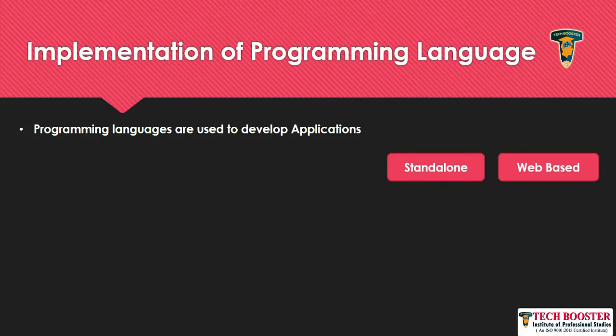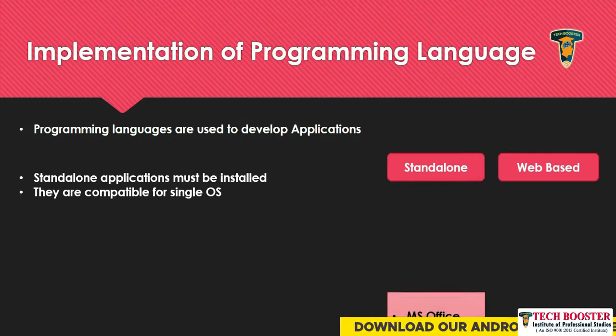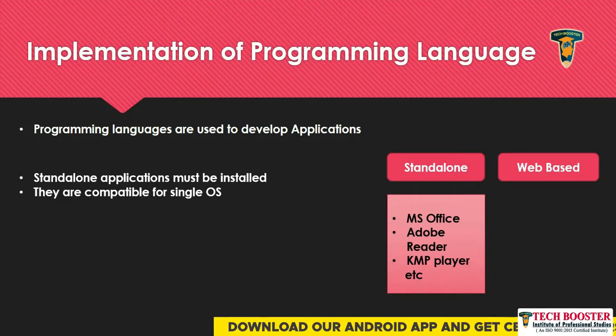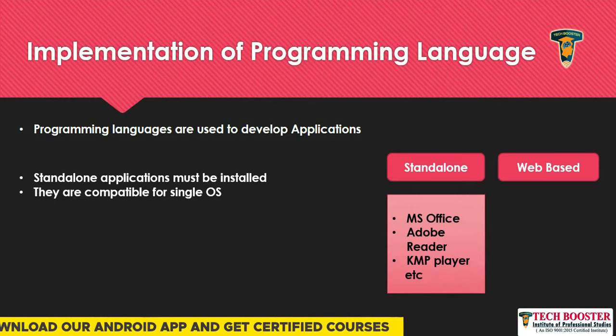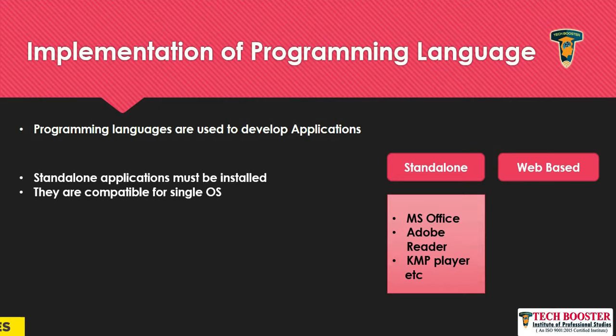Standalone applications are the applications or software which you need to install in your operating system before using it. For example, here I have considered MS Office, Adobe Reader, KMP Player, and there are many more. If you want to use MS Word or MS Excel or PowerPoint, first of all you need to install MS Office. Without installing MS Office, you won't be able to use either one of them.